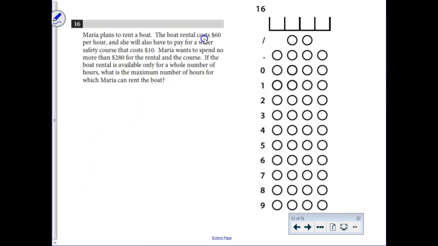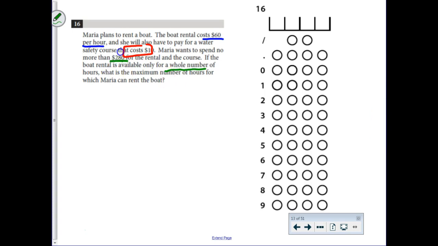Here we go. It costs $60 per hour. That seems important. She will also have to pay for a water safety course that costs $10. Interesting. Maria wants to spend no more than $280 if the boat rental is available for whole number hours. So that's a really important clue. Sometimes we find in our math tests that reading is kind of our downfall, so you do need to slow down. What's the maximum number of hours that Maria can rent the boat?